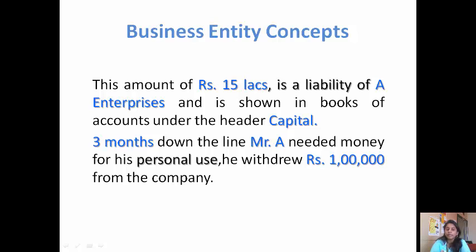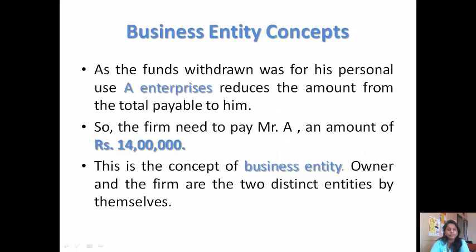3 months down the line, Mr. A needed money for his personal use. He withdrew 1 lakh from the company. As the fund withdrawn was for his personal use, A Enterprise reduces the amount from the total payable to him. So the firm needs to pay Mr. A an amount of rupees 14 lakhs. This is the concept of business entity.